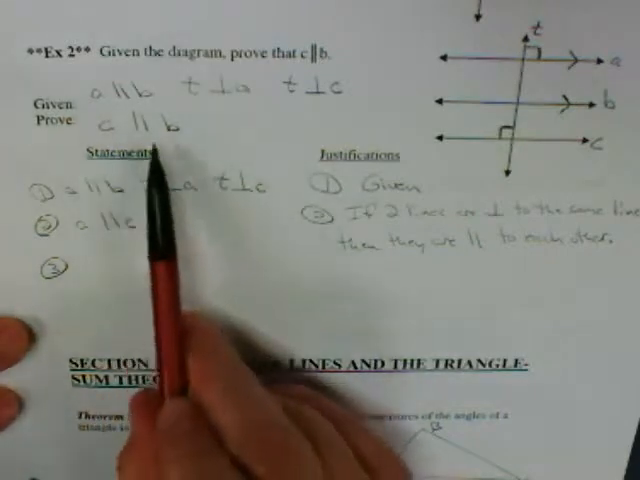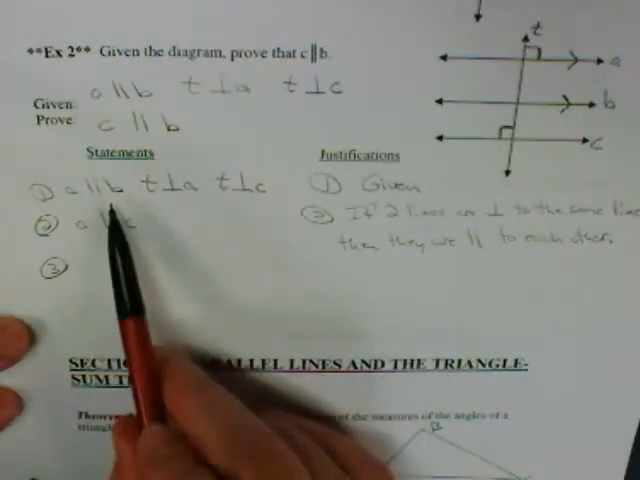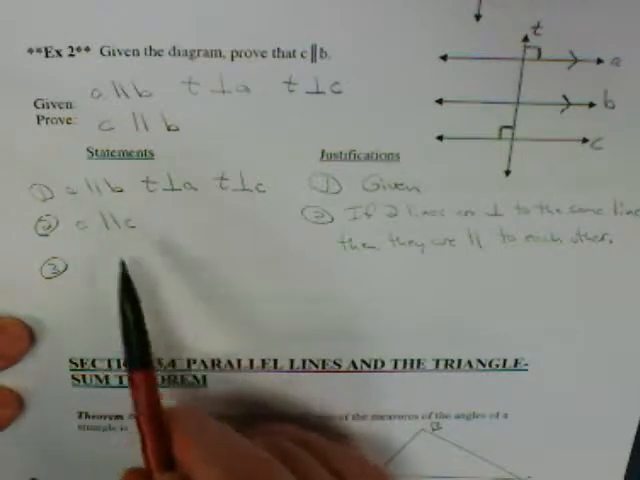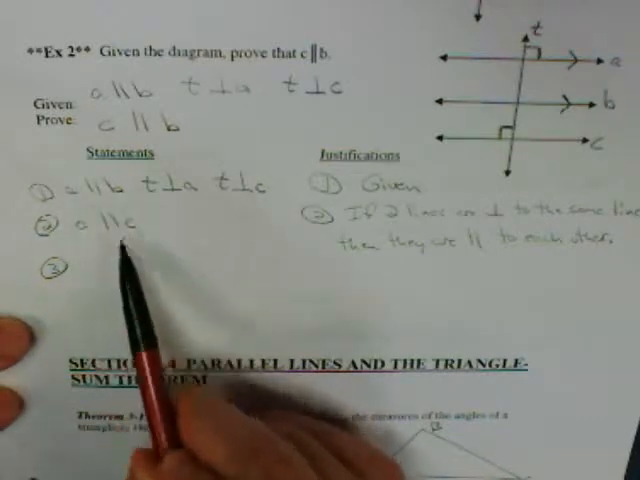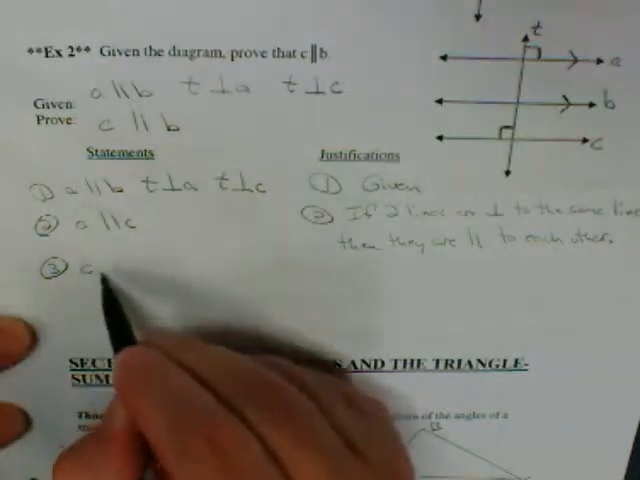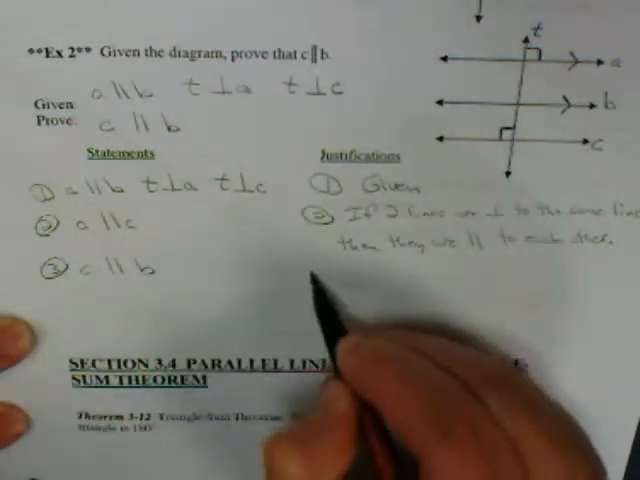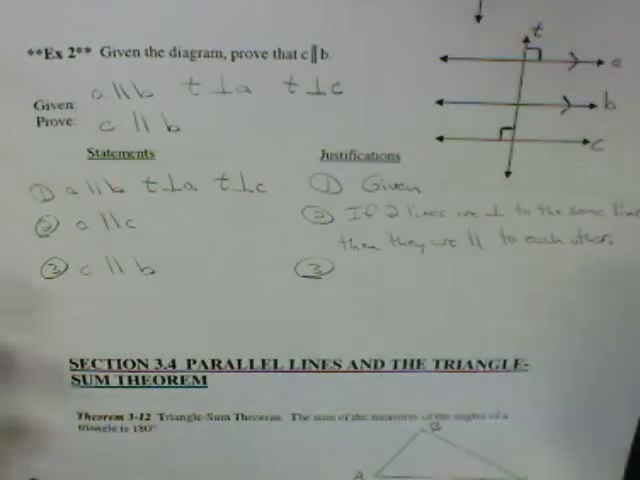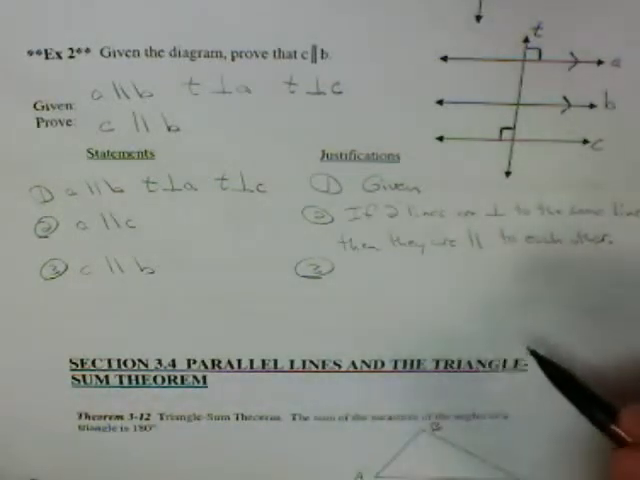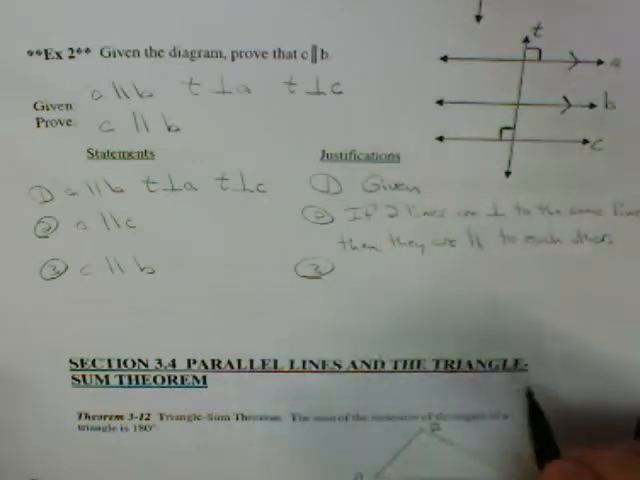So keep in mind, we're trying to show that C is parallel to B here, and we just showed that B is parallel to A and C is parallel to A. Well, if they're both parallel to A, then B and C have to be parallel to each other. So we're ready to finish this off. This one's only going to take 3 steps. And now we need our justification. We're actually going to use theorem 3.9, but again, we'll write this one out.